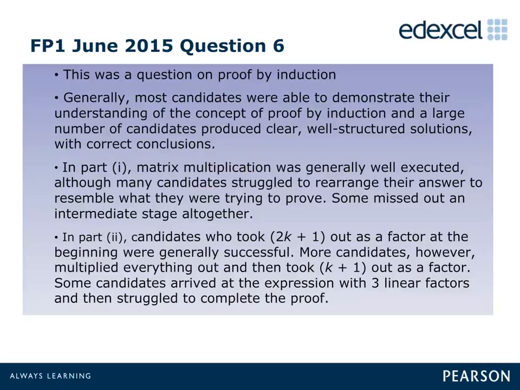In Part 2, candidates who took 2k plus 1 out as a factor at the beginning were generally successful. More candidates, however, multiplied everything out and then took k plus 1 out as a factor. Some candidates arrived at the expression with 3 linear factors and then struggled to complete the proof.